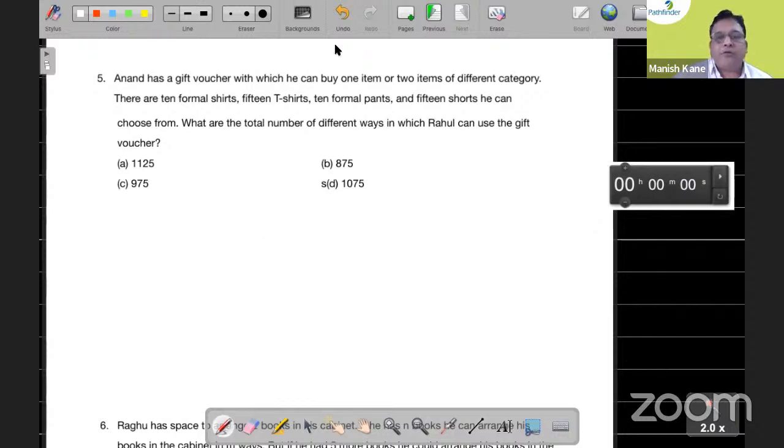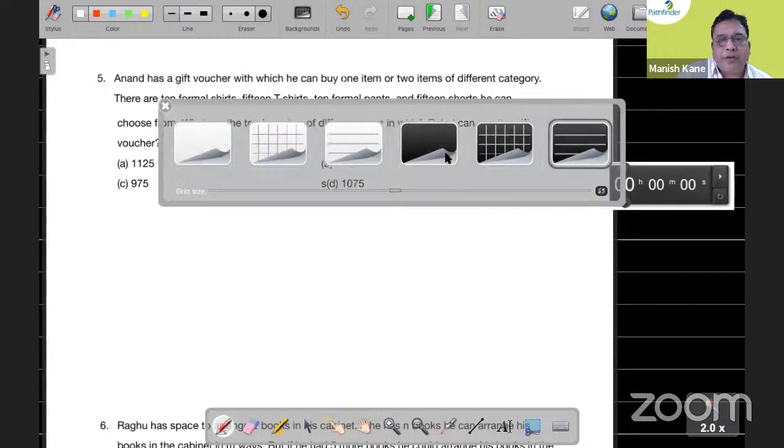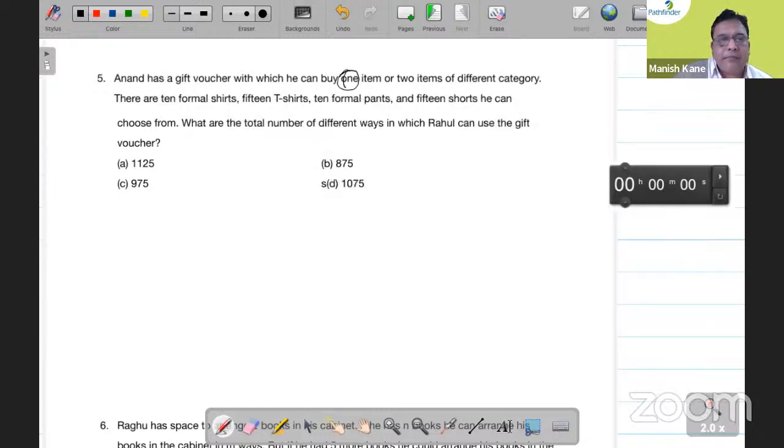Anyone who's got the answer to this one? So what is the key to answering such a question? Anand has a gift voucher with which he can buy one item. So what is given to you is that he can either buy one item or he can buy two items. So there are two cases. Either he buys one or he buys two items.